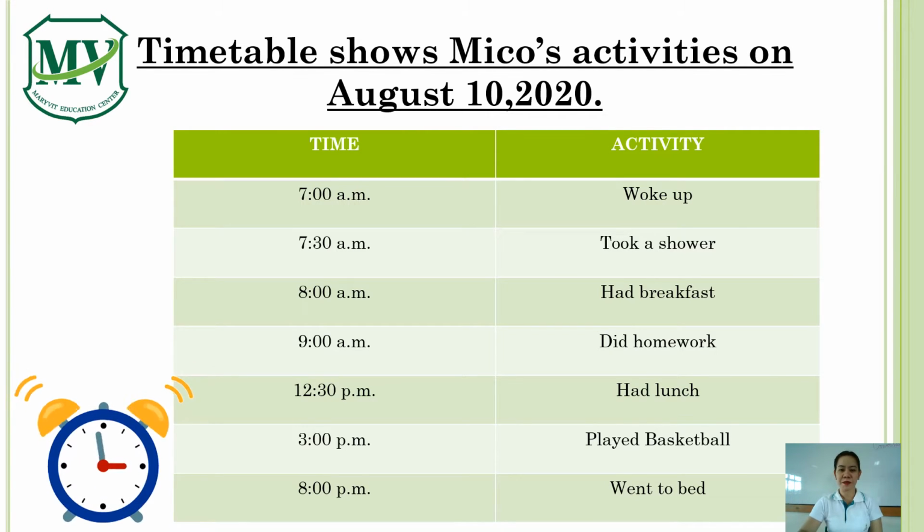Let's begin. He woke up at 7 a.m. and took his shower at 7:30 a.m. and had his breakfast at 8 a.m. and did his homework at 9 a.m. He had his lunch at 12:30 p.m. and played basketball at 3 p.m. and went to bed at 8 p.m.